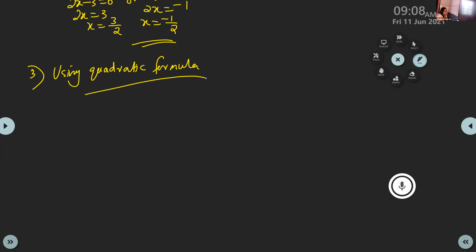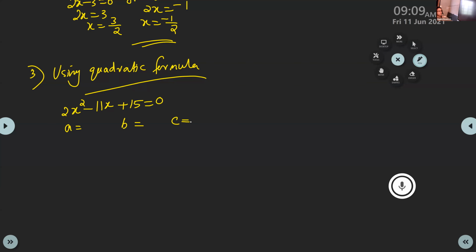2x square minus 11x plus 15. Solve this using the quadratic formula. First of all, we have to mention what A, B and C are. A equal to, B equal to, C equal to.